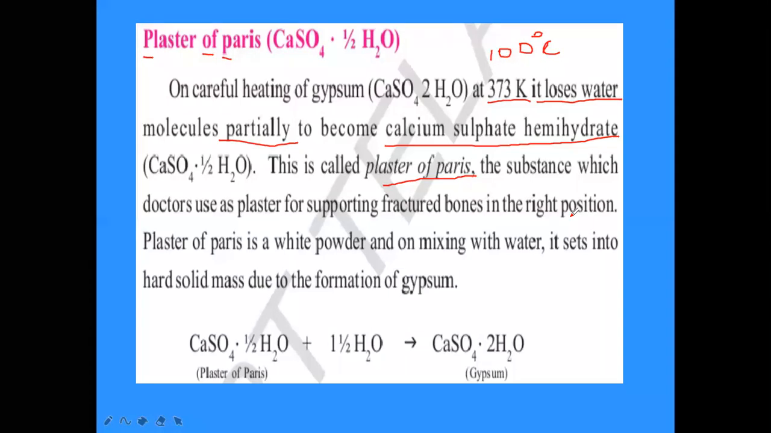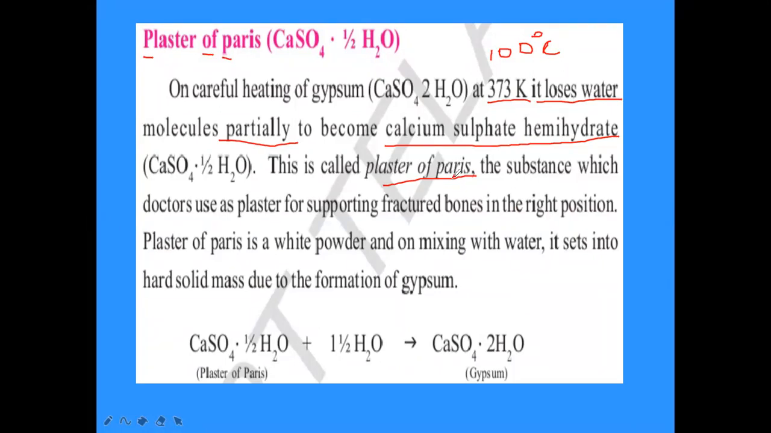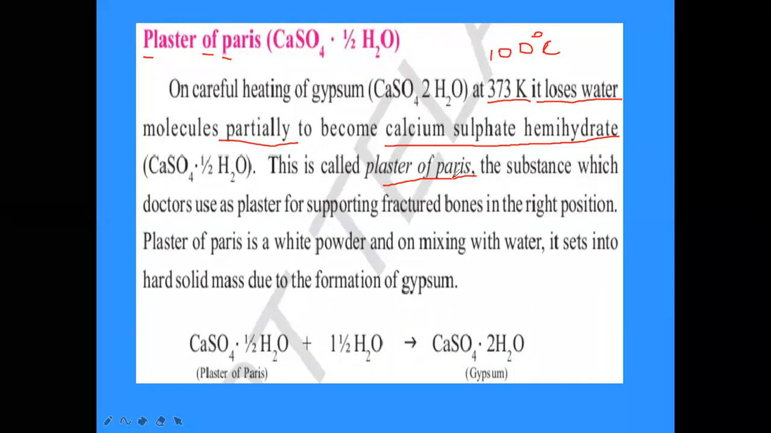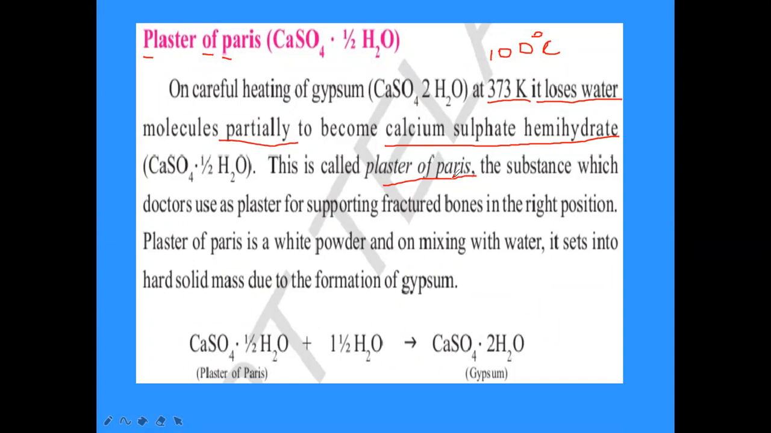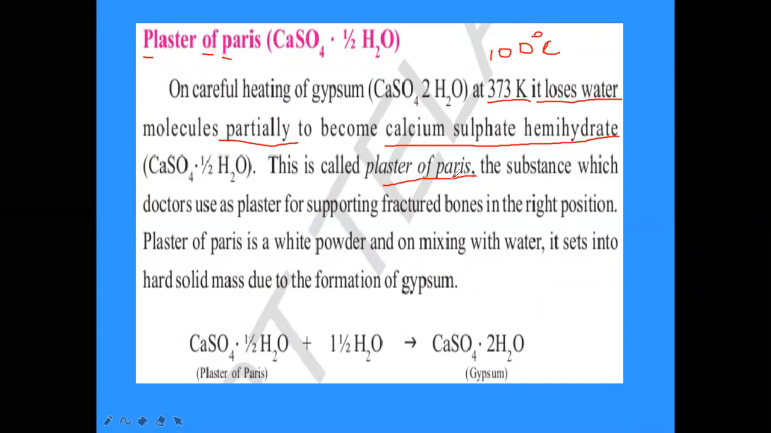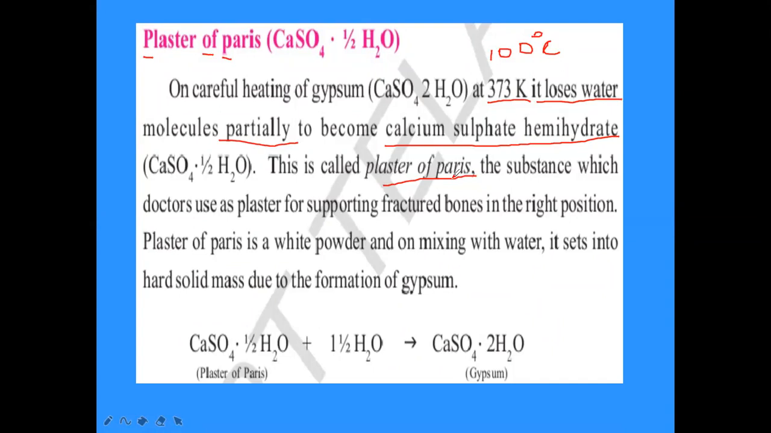Generally, this plaster of Paris will be in the form of sheets, like paper sheets. First we take one bucket of water. In that bucket of water, we dip this plaster of Paris sheet. Then the dry paper becomes a paste-like substance. Now this pasty paper will be rolled over the fractured area.